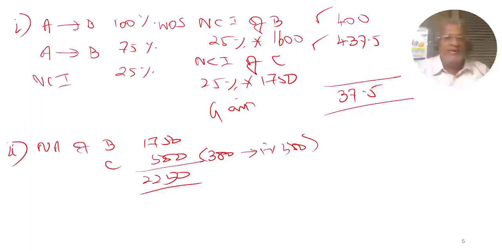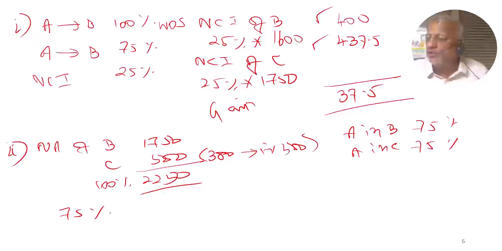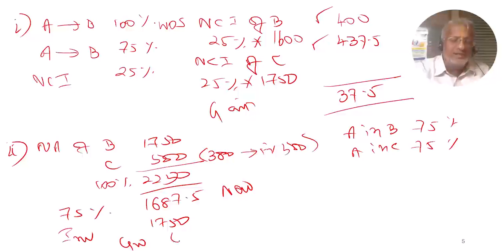So in a way A is holding in B 75% and A is holding in C 75%. So this being 100% both in B and C, by applying 75% on this, how much does it come to? Now let us take 2250 multiplied by 75%, it comes to 1687.5. So this being the true net worth, how much have we taken up as purchase consideration, that being investments, that comes to 1750, and thereby the excess payment that we have made is 62.5.